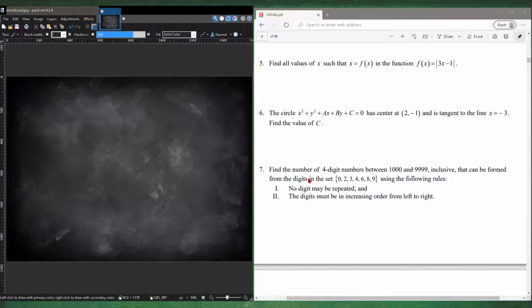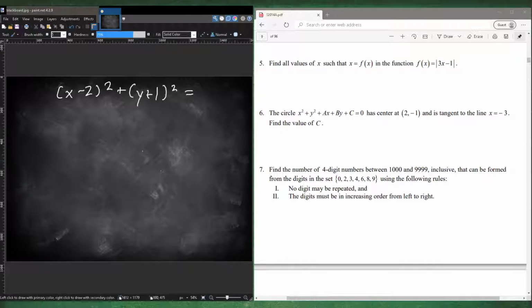Okay, number 6. The circle x squared plus y squared plus ax plus by plus c equals 0 has center 2, negative 1, and is tangent to the line x equals negative 3. Find the value of c. Okay, so using vertex form, x plus 2, oh sorry, x minus 2, because it's at 2, not negative 2. Plus y plus 1. And we need to find the radius.